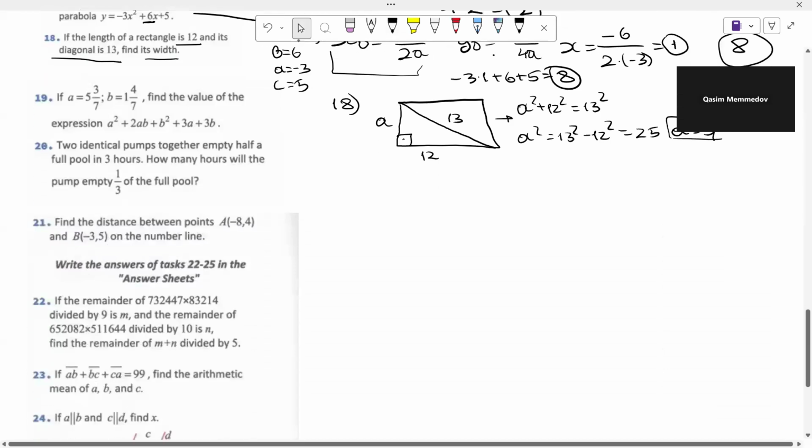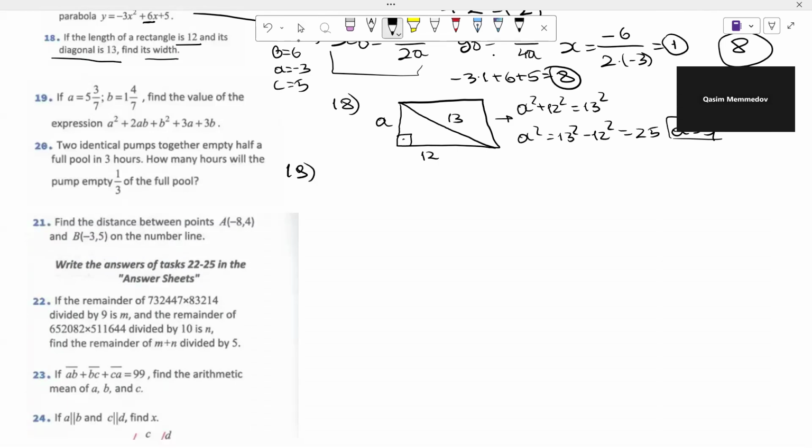Let's continue with 19. A is 5 3/7 and b is 1 4/7. Find the value of the expression. Okay, firstly, I can write a squared plus 2ab plus b squared like that: a plus b squared. And it equals 5 3/7 plus 1 4/7 squared. 5 plus 1 is 6, 3/7 plus 4/7 is 1, and it equals 7 squared, which is 49.